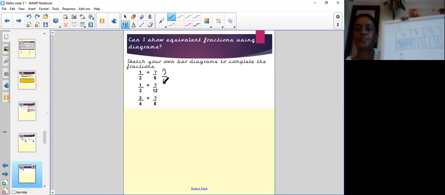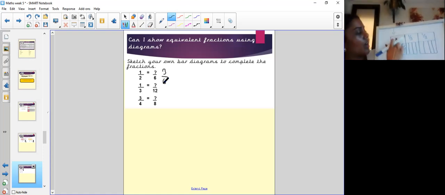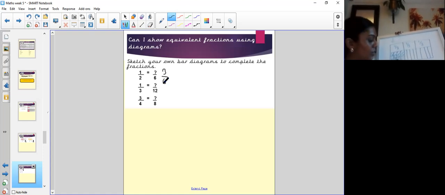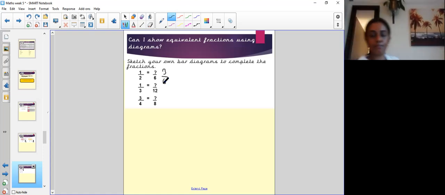Can you see that? So I've got 1/3, 2/3, 3/3. And the question is asking me what's the equivalent fraction of 1/3? And the equivalent fraction is 4/12. But I also know in order to get from 3 to 12, I times it by 4, so it would be 4/12.